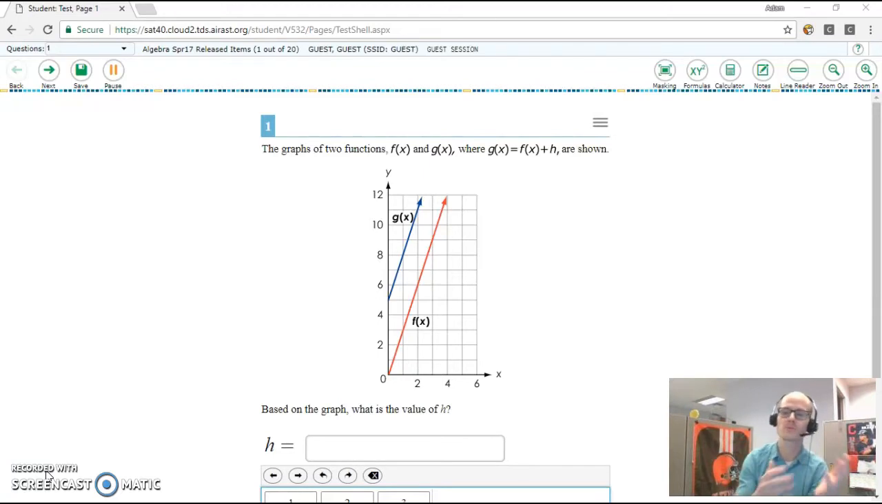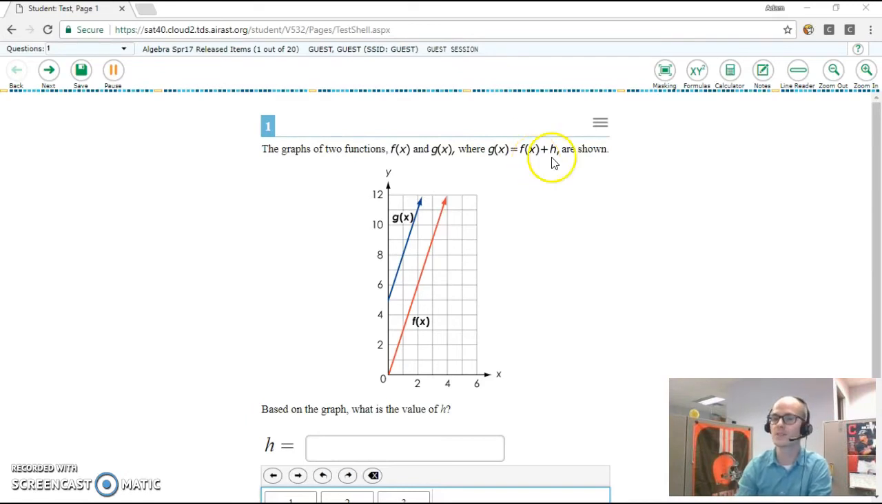Now, we're probably going to need to interpret this a little bit. As you can see, they show this red graph right here. It's called f of x, and the blue graph is g of x. The question is, how does f of x turn into g of x? Now, if you look up here where it says where g of x equals f of x plus h, they're actually hinting at some type of translation. And that's the big word today, translation.